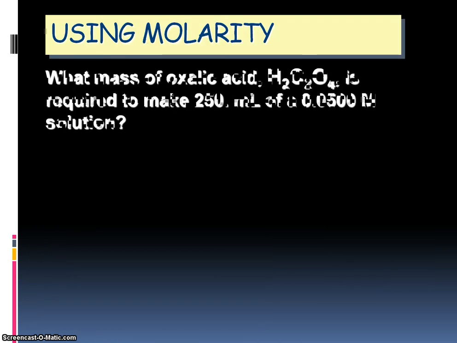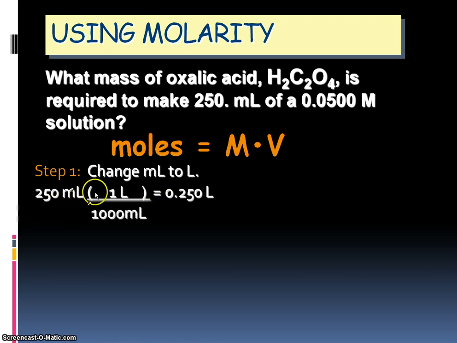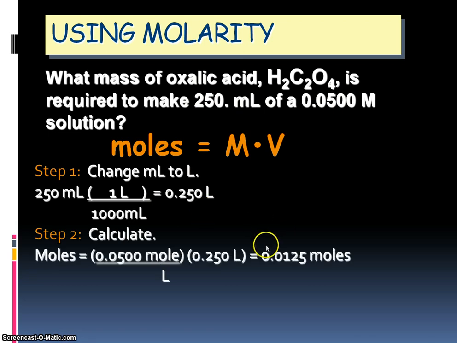All right, so using molarity. In lab, we often have to make up solutions. So if I needed to make up 250 milliliters of a 0.05 molar oxalic acid solution, how much would I need to weigh out? Well, we rearrange the equation of molarity equals moles divided by volume to moles equals molarity times volume. First we need to transfer the milliliters into liters, so we divide by 1,000 and get our liters. We've got molarity right here, and we just plug it through and get our moles.